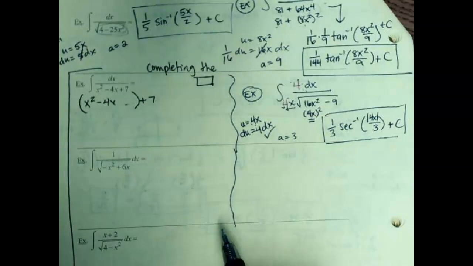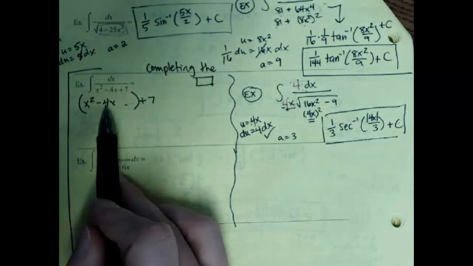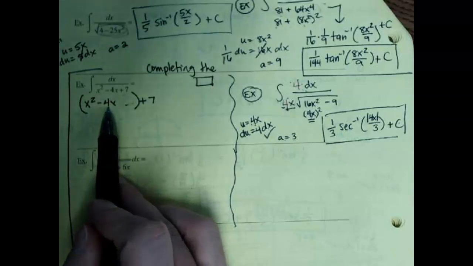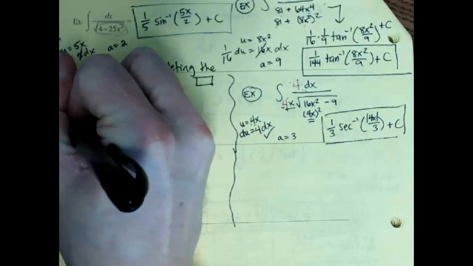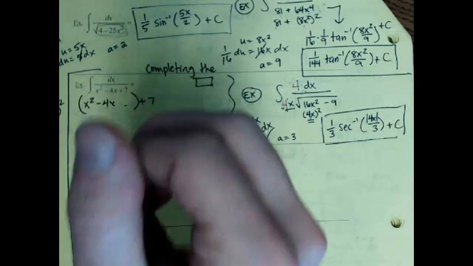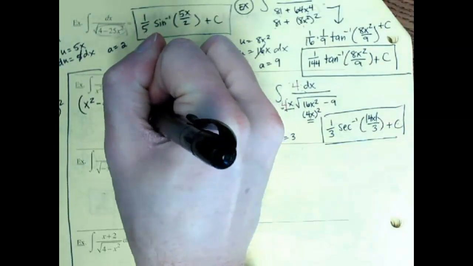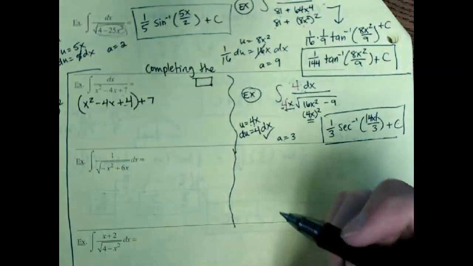Okay, so let's think about it. I've got x squared minus 4x. The linear coefficient is minus 4. If I take that and I divide it by 2, I would get negative 2. Then I would take that and I would square it, and I know, hey, that's a plus 4. The plus 4 is the number that's supposed to be there in order to complete the square.